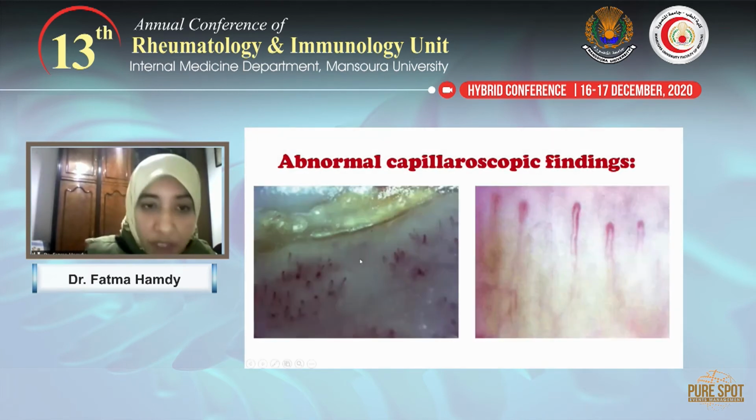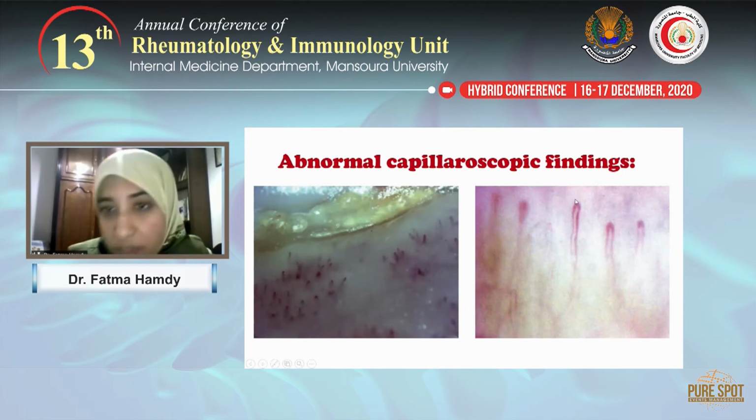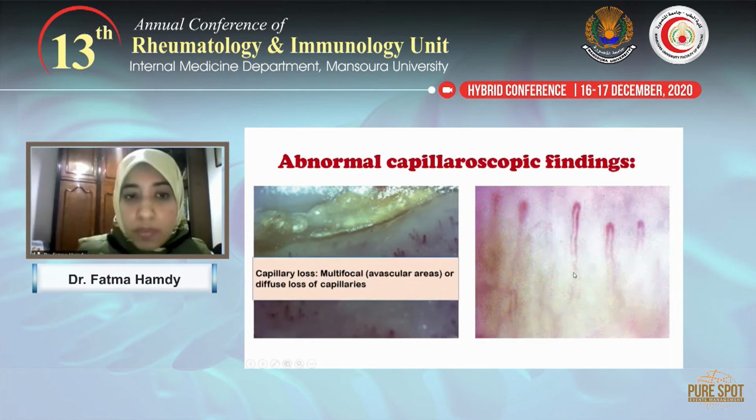In this image, we can find a vascular area with no vascularization, no capillaries, and this is abnormal. Also, we can find that the length of this capillary is elongated. This is called elongated capillaries.